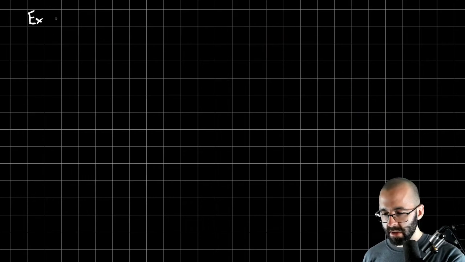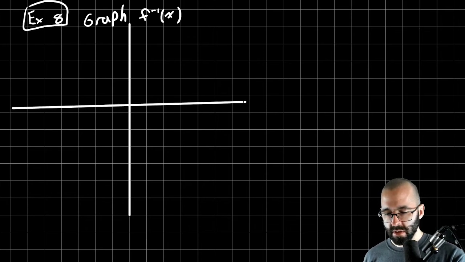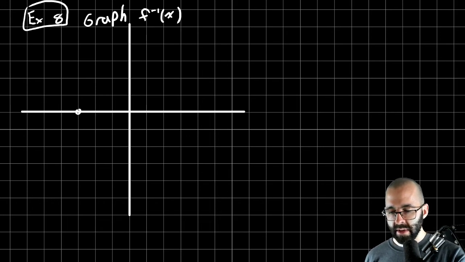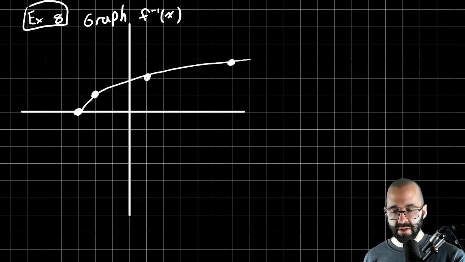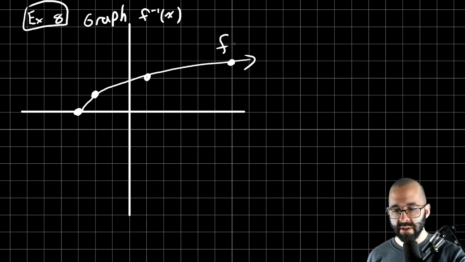Example 8. And I want you to graph f inverse of x. Ooh, this is a little new. Here I'll give you the function. Function starts right here as these points. And then this is one of those square root graphs that I'm really bad at drawing. It looks something like this. This is our function f.